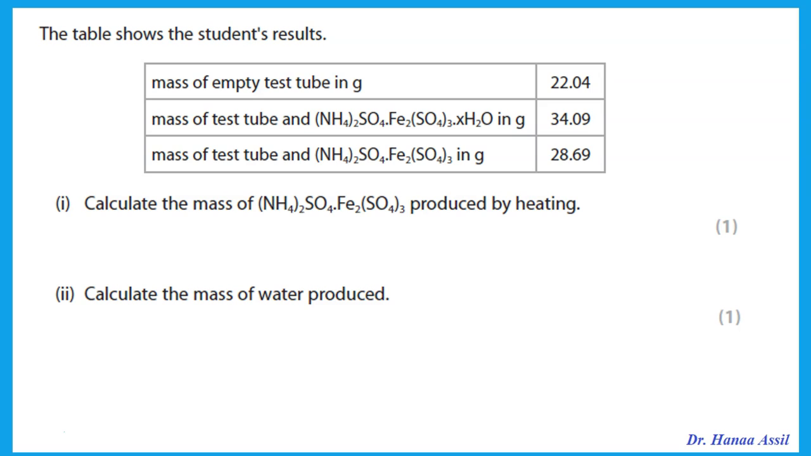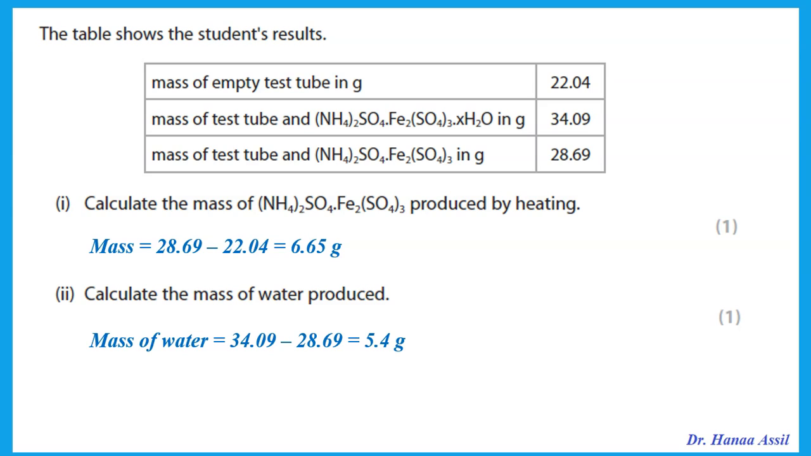So what would be the mass of the salt alone? The mass of the salt alone would be the mass of test tube and salt minus the mass of the test tube. So that means I have 6.65 grams of the salt alone. Now, calculate the mass of water. How do we get the mass of water? It would be the difference between the mass of the hydrated salt minus the mass of the one without water. So 34.09 minus 28.69, that's 5.4 grams of water.